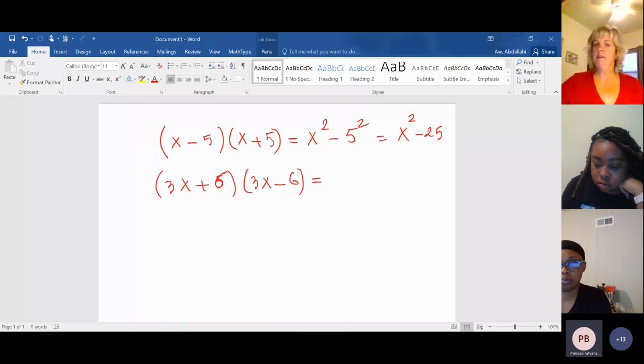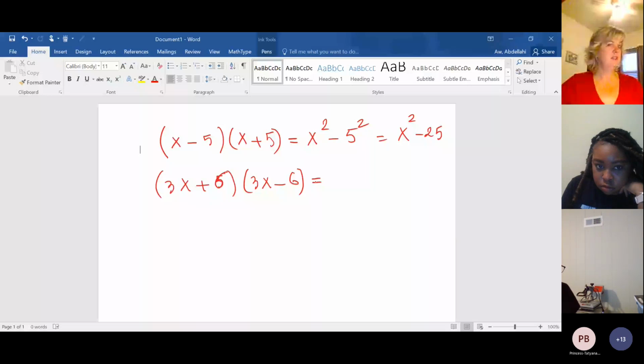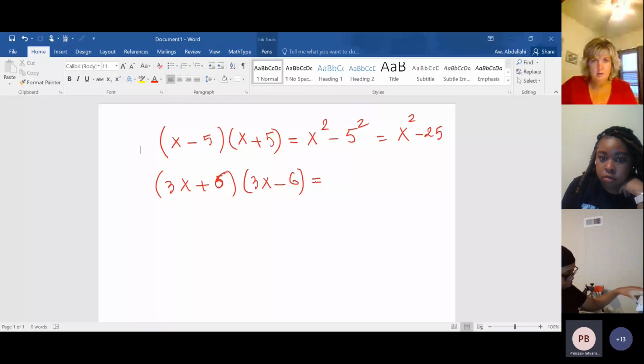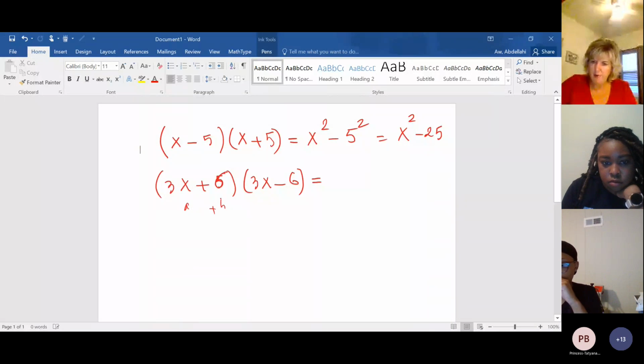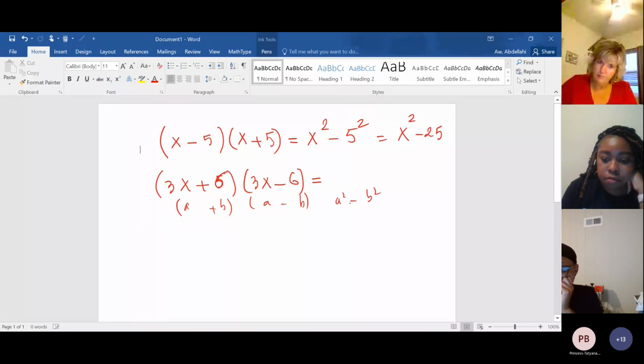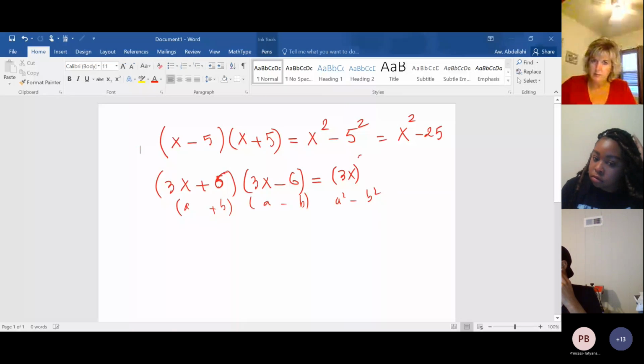9x squared minus 6 to the second power? Yes, that is absolutely correct, right? This does match a plus b parentheses a minus b, right? It does match that, so it is a squared minus b squared. This is the difference of two squares. It's going to be 3x to the second minus 6 to the second.